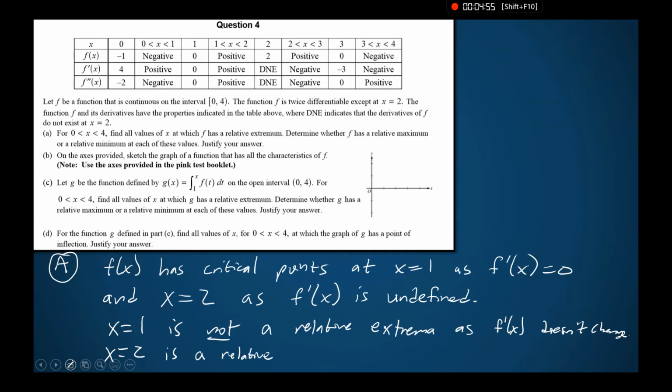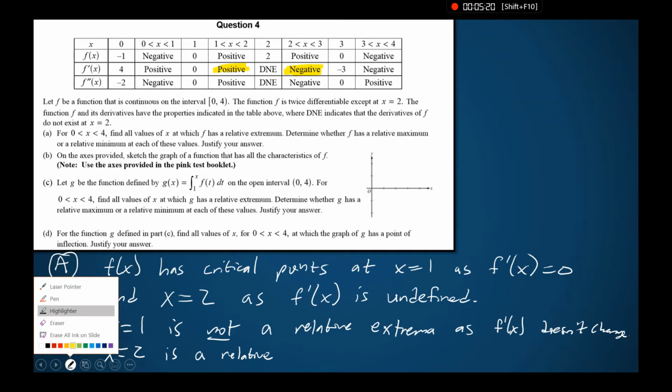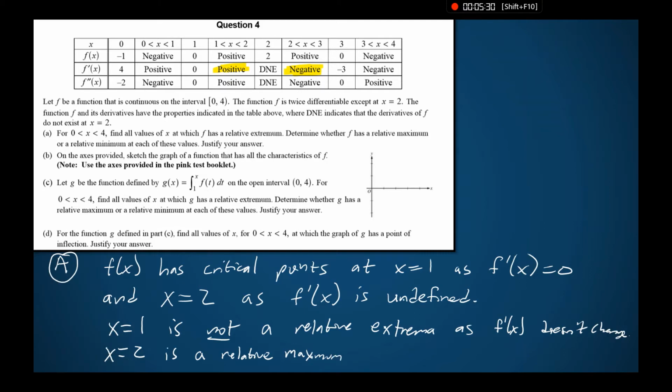Okay, so we're looking at our first derivative. That's right here. Okay, so we changed from a positive slope to a negative slope. So would that be a maximum or a minimum? Maximum. Okay, so this is a relative maximum as f prime changes from positive to negative at x equals 2. Okay, any questions on part A?